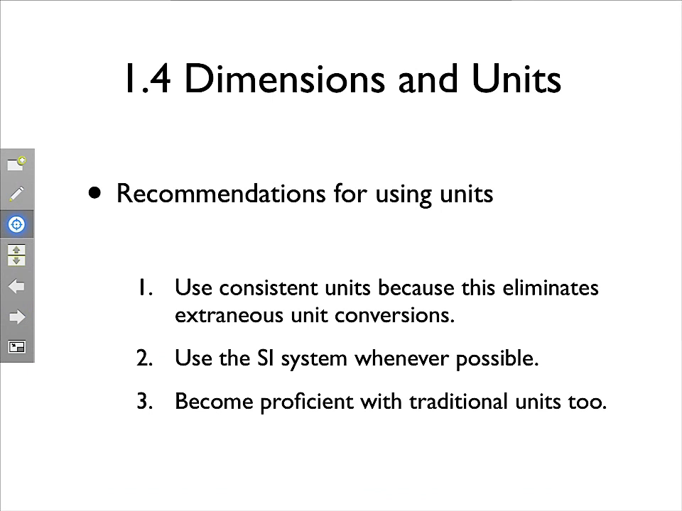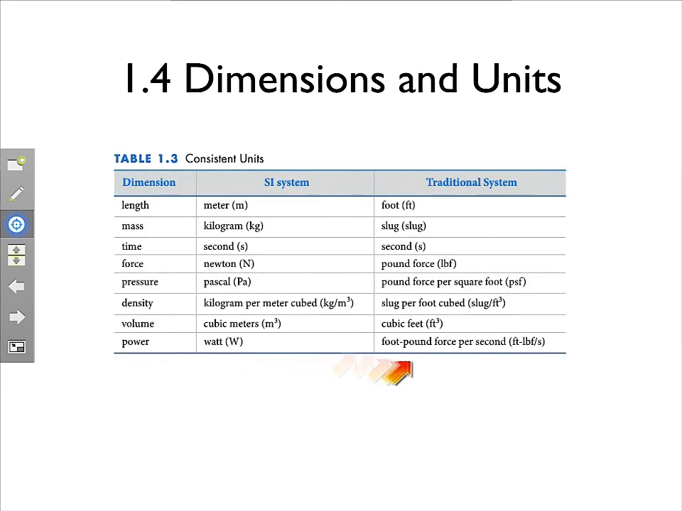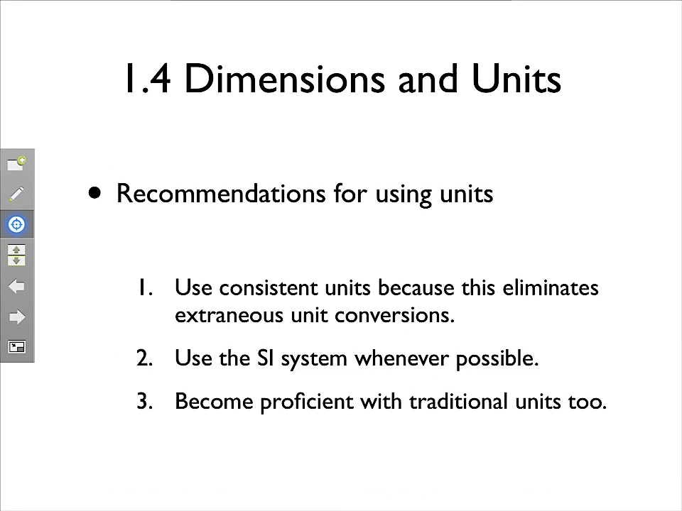The book makes a recommendation for using units, and in particular, it says to use consistent units, that is, either this column or this column, because this eliminates extraneous unit conversions. You don't have to do a lot of unit conversions if you stick with one system or the other. Always use the metric system whenever possible. And then also be proficient with the traditional units, because you will also need to use those from time to time. In this course, you will use both SI and traditional units.